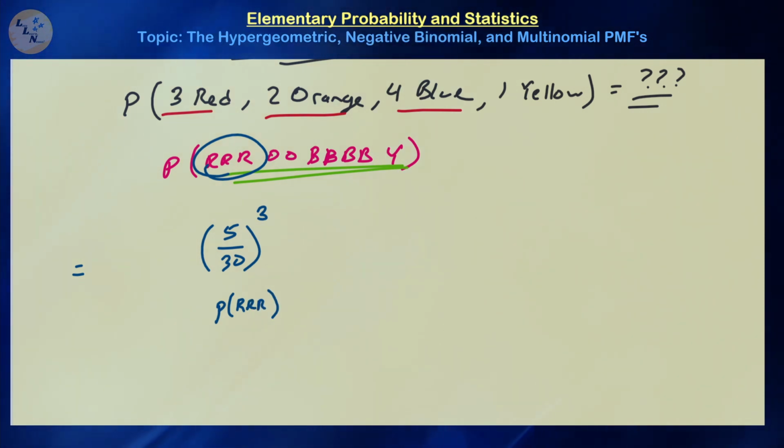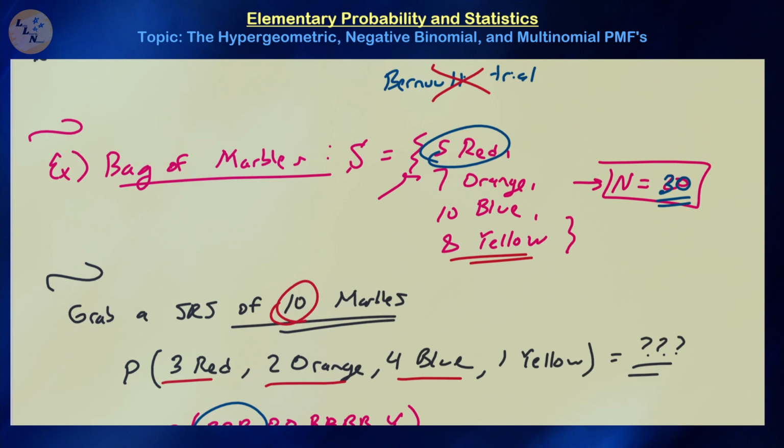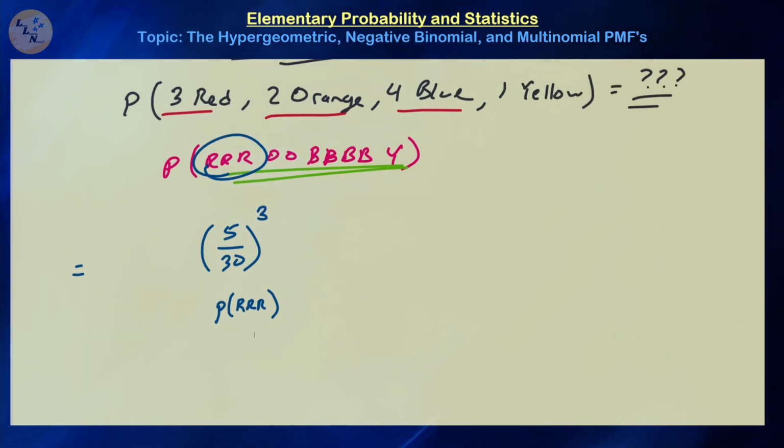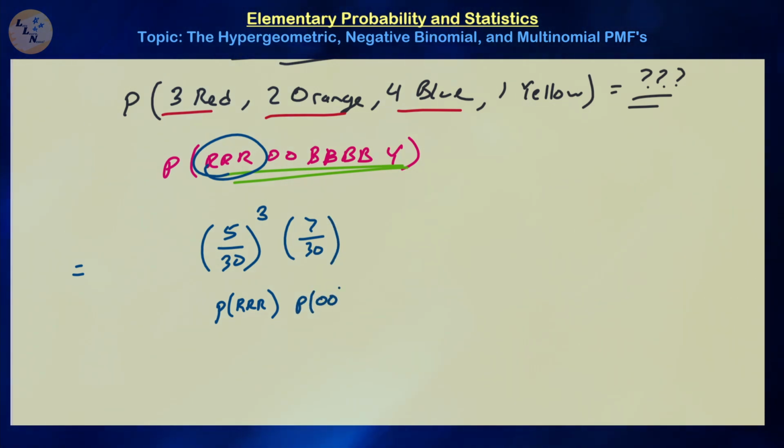Now we want 2 orange. So how many orange marbles do I have in my bag? There's 7 orange total. So the probability of selecting orange is going to be 7 out of 30. How many do we want? We want 2, so that's going to be to the power of 2.